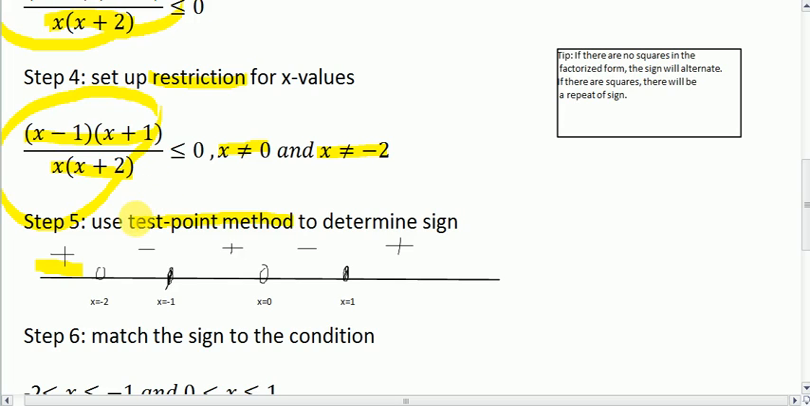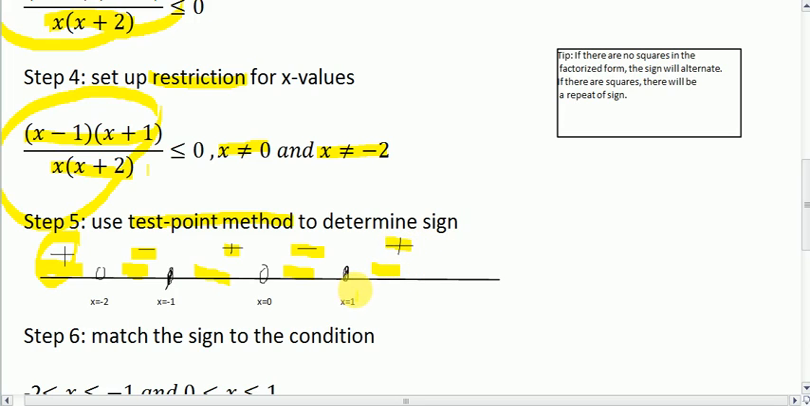So after we have substituted in, we found that it's actually a positive value. Then for here, we can substitute negative 1.5 into this, and we found that it's actually negative. Same thing right here, we substitute negative 0.5 and we found that it's positive. For here, we substitute 0.5 and we found it's negative. For here, let's say we substitute x equals 2, and we found it's positive.